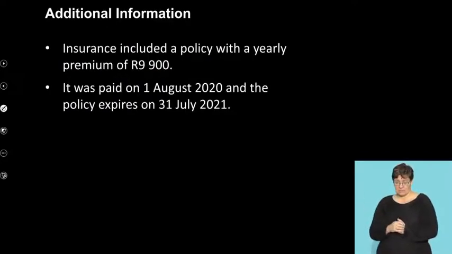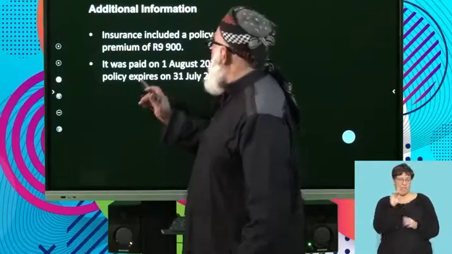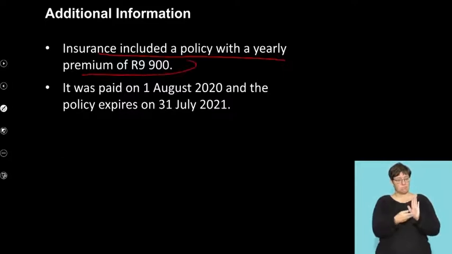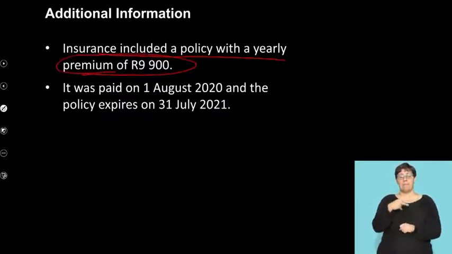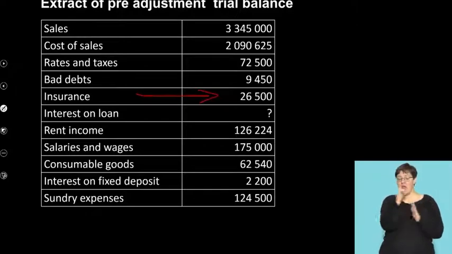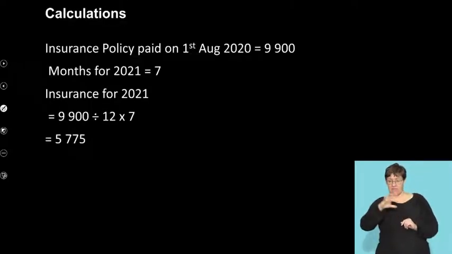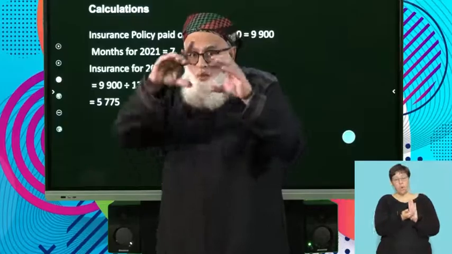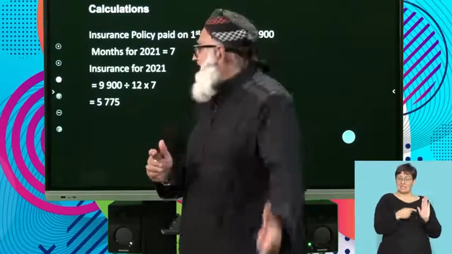Okay, the last one that we have here, the last one just before the break. Let's just go through it very quickly. We are told here that insurance included a policy with a yearly premium of 9,900. It was paid on the 1st of August 2020 and expires in July. How do we deal with it? Firstly, find your insurance figure of 26,500. Here we go. But remember, this is one policy that we must remove. We're working with one policy that has a prepayment in it.